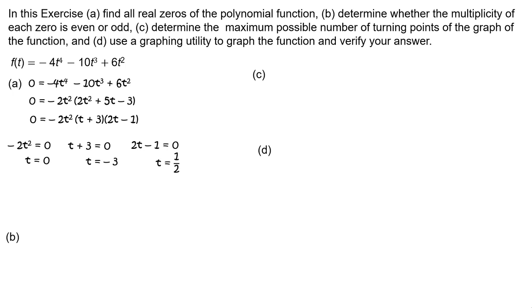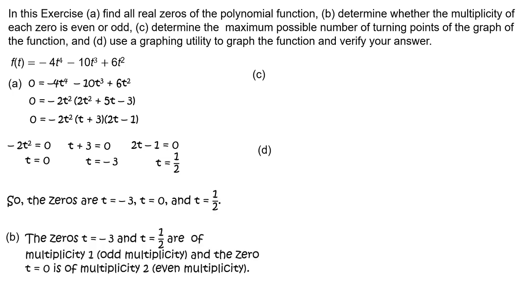To solve the equation 2t minus 1 equals 0 for t, add 1 to each side of the equation and then divide each side of the equation by 2. You will get t equals 1/2. So the zeros are t equals negative 3, t equals 0, and t equals 1/2.